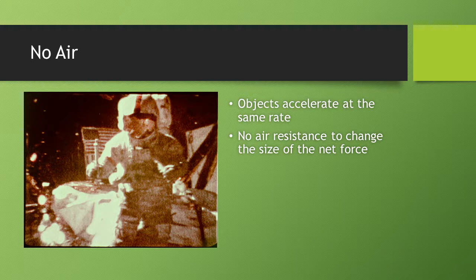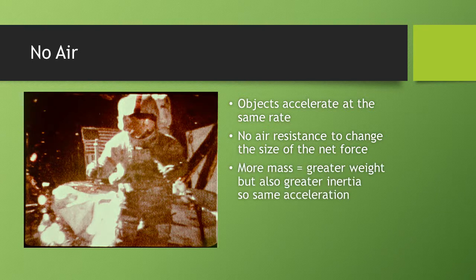Here on Earth, the net force acting on the feather is zero, because the weight force is equal to the frictional force or the air resistance. However, for the hammer, the weight force is a lot bigger than the air resistance, therefore it has a large net force, therefore it accelerates quite quickly.